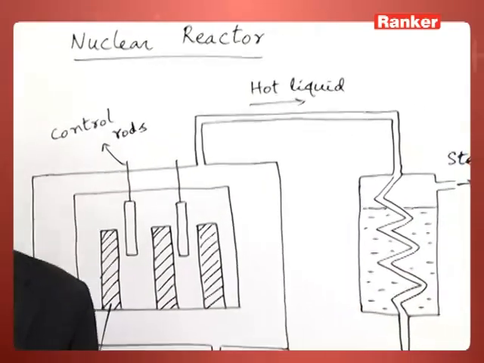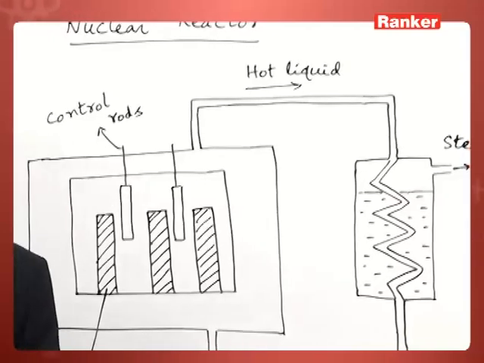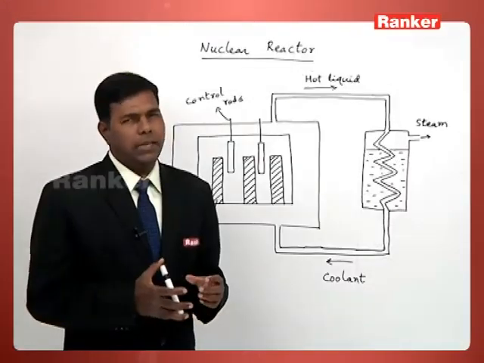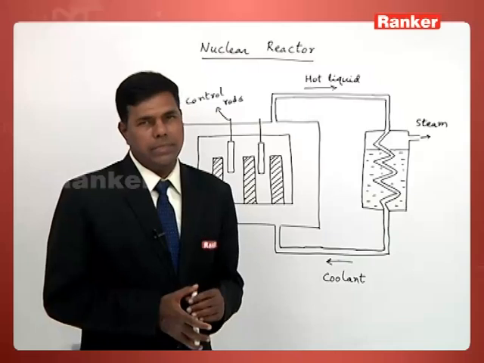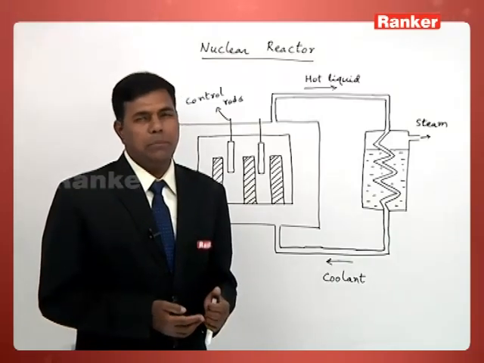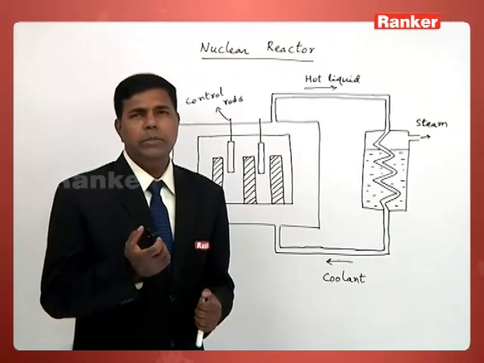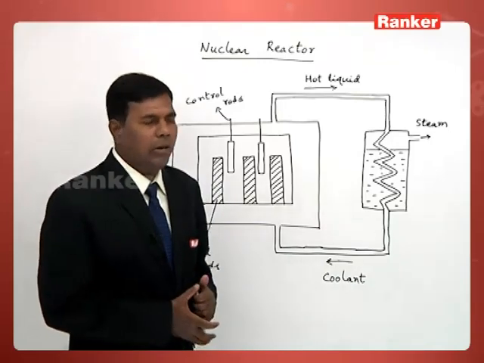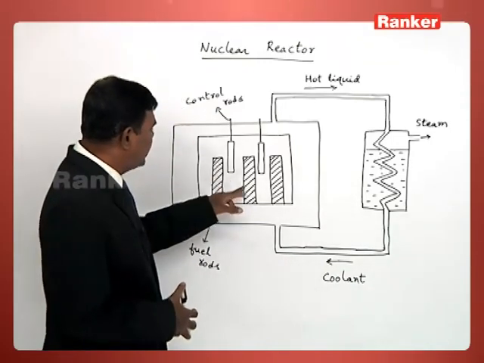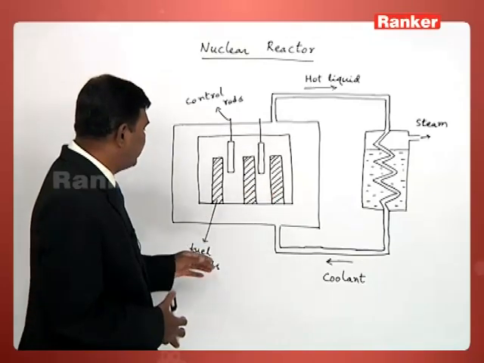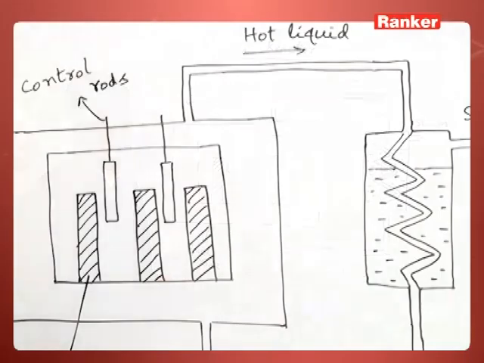The fuel which is used is any fissile material, any radioactive material which can undergo the fission process, like uranium, thorium and plutonium. They are used in the form of cylindrical rods as shown in the figure. These are uranium rods which are used as fuel in the reactor.